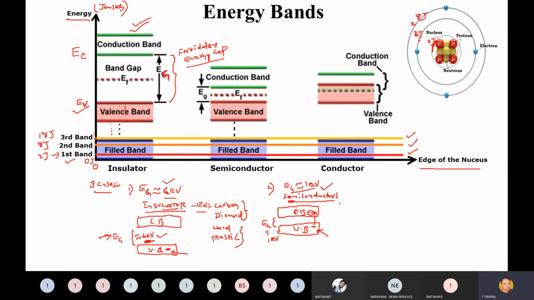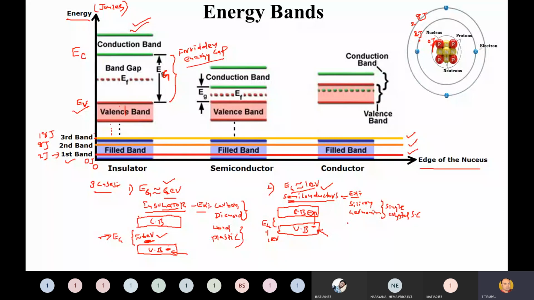Semiconductor examples. What are examples of semiconductors? Technical examples are silicon, germanium. These are single crystal semiconductors. Remember, these are single crystal semiconductors. Individual semiconductors mean single crystal semiconductors.